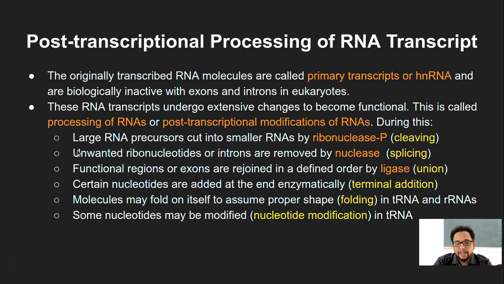But surely the second point, that is unwanted ribonucleotide, or what we call introns, are removed by nucleases, and this process is called splicing, or RNA splicing.